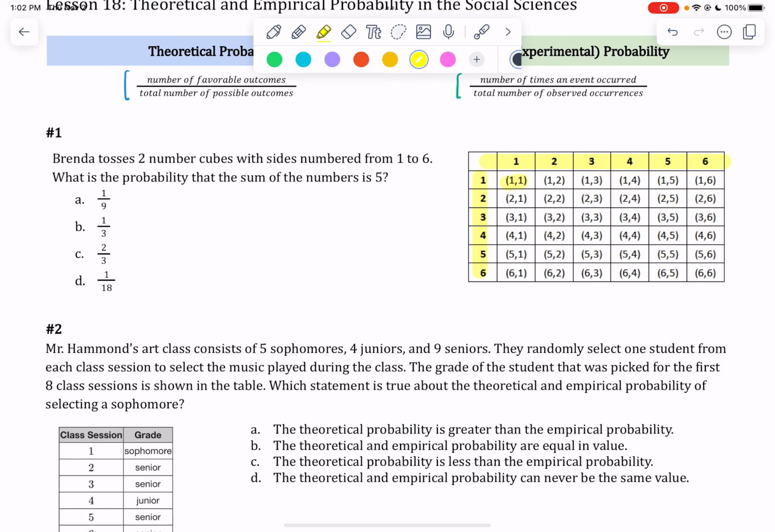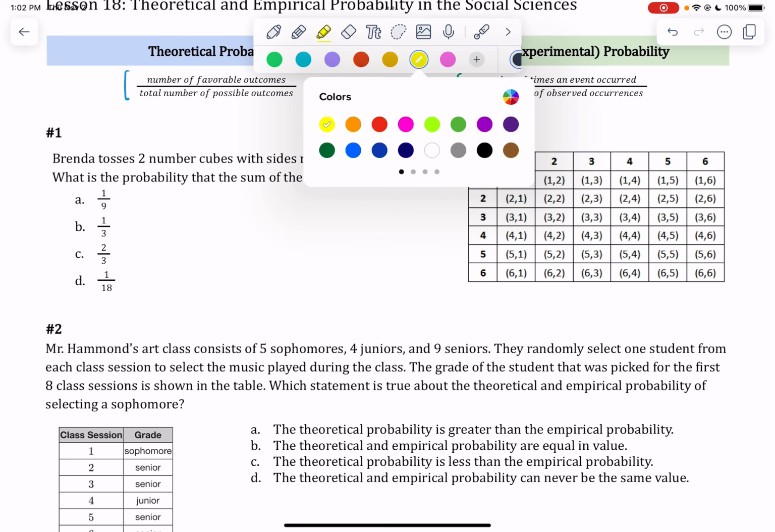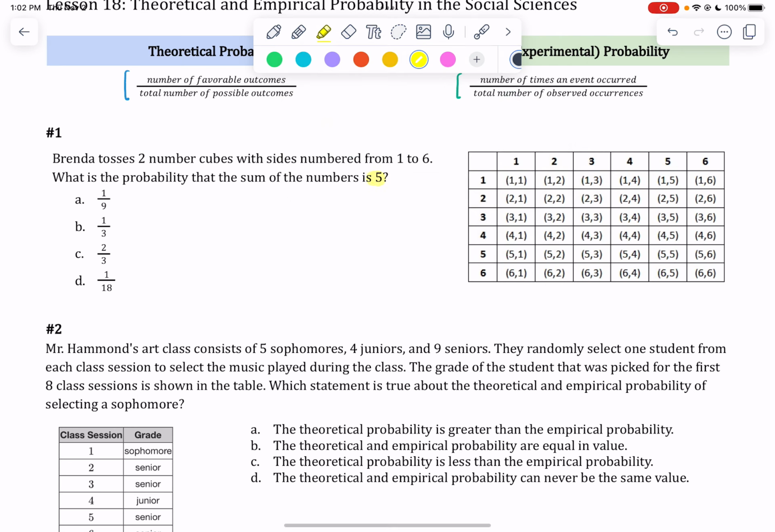You can get a 1 and a 1, a 3 and a 3, a 5 and a 2, and so on. So in this case, we're just going to find the theoretical probability of Brenda rolling 2 dice that give her a sum of 5. What is the probability that the sum of the numbers is 5? If we look at this table, or if you just think about it, how can you roll a sum of 5 with 2 dice? You can do a 1 and a 4, or a 3 and a 2.